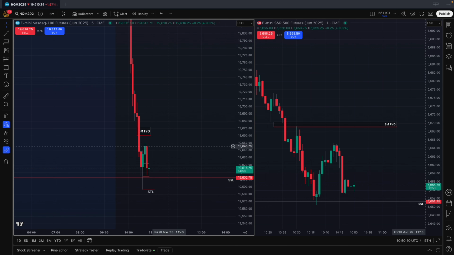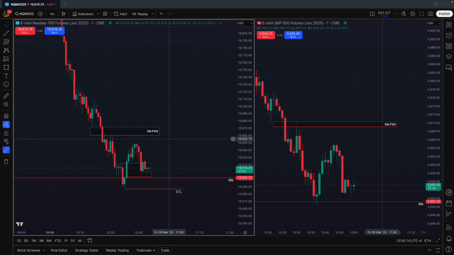So I at least want to see this 5 minute bearish fair value gap get inversed and build some structure around this level.